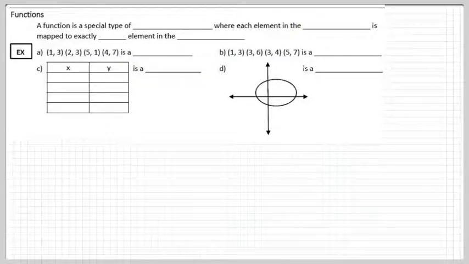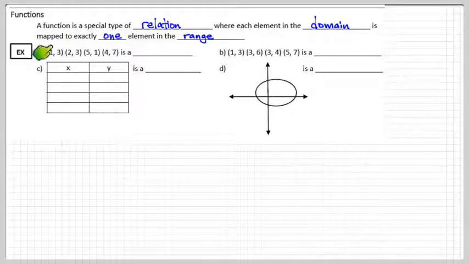Now let's talk about a function. A function is a special type of relation. It's a relation where every element in the domain, every element in the input, has exactly one element in the range, not more than one. So for every input there is only one output.